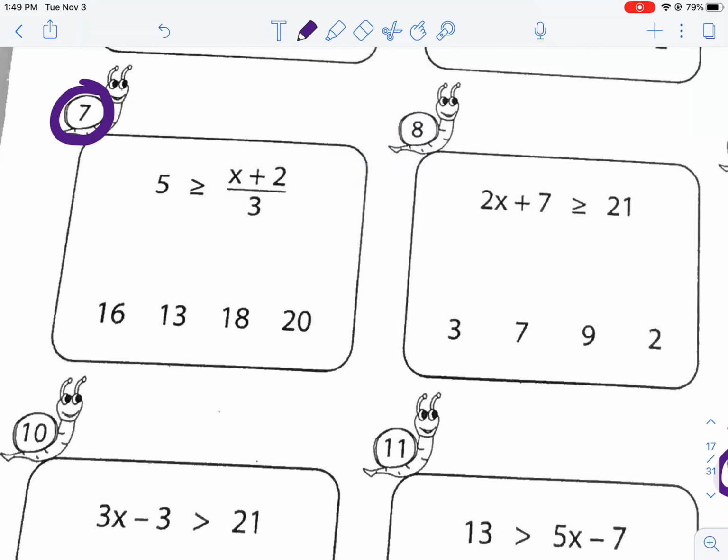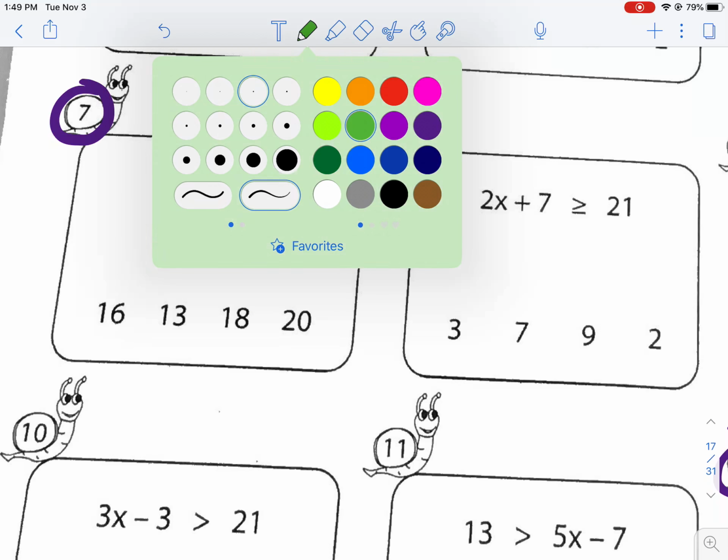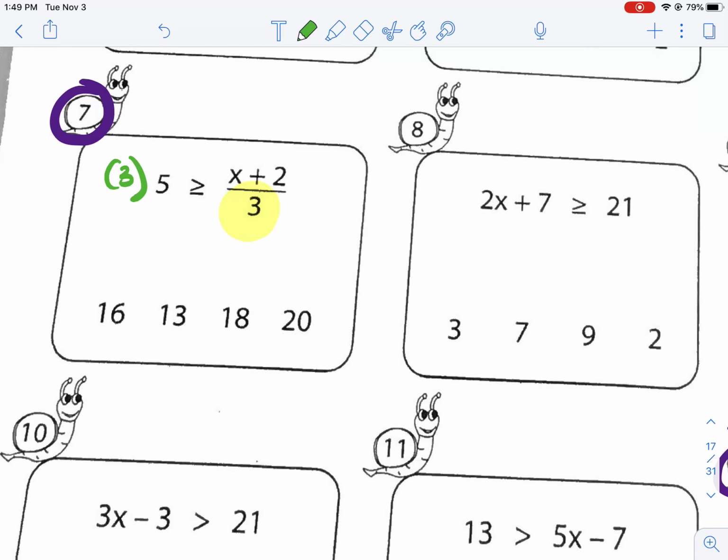If I look at this question, I have 5 is greater than or equal to x plus 2 over 3. So the first thing we want to do is get rid of this 3 on the bottom. In order to do that, we need to multiply both sides by 3. So when I do that, I'm going to cancel out the 3 in the denominator. So these 3's cancel. 3 times 5 is 15 is greater than or equal to x plus 2. Now to get x by itself, I need to cancel that positive 2 with a negative 2.